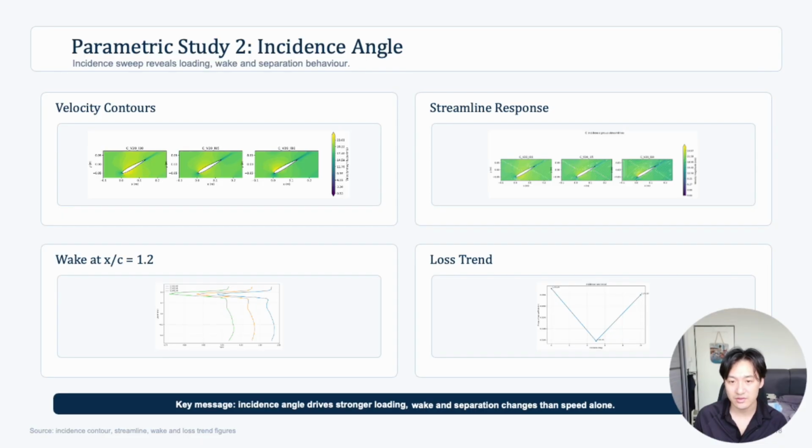The velocity and streamline figures show that the flow path and the downstream wake are displaced as incidence increases. The wake profile at x over c equal to 1.2 shows that the 10-degree case has a stronger wake deficit than the lower incidence cases. The pressure loss trend also changes with the incidence. The 5-degree case gives the lowest loss among the 3 tested cases, while the 10-degree case increases loss again. This suggests that the geometric zero incidence condition is not necessarily the minimum loss condition for this simplified passage.